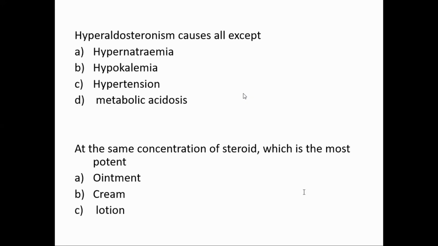So the answer is metabolic acidosis, because increased aldosterone will cause sodium and water retention, which will lead to hypernatremia. Similarly, it will cause excretion of potassium, causing hypokalemia. Increased sodium and water retention will lead to hypertension. Whereas increased aldosterone will lead to the loss of H plus ion, so alkalosis will be there, not metabolic acidosis. So the answer is D.